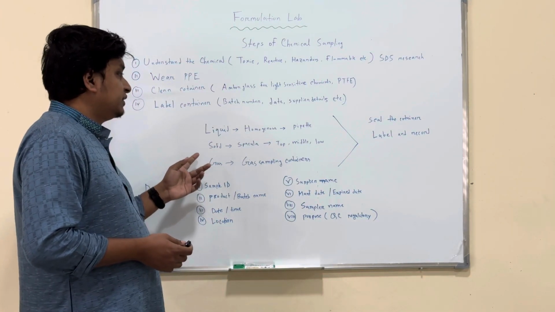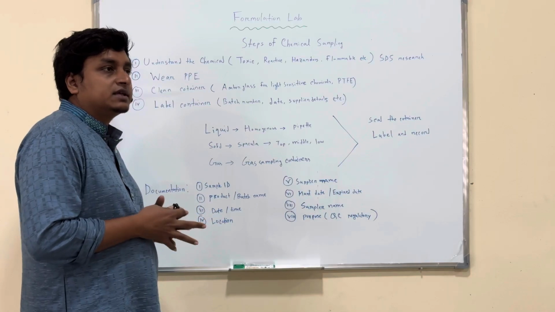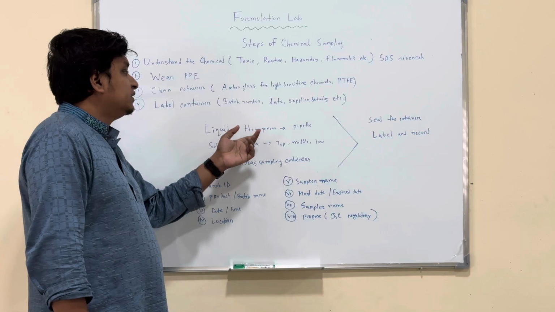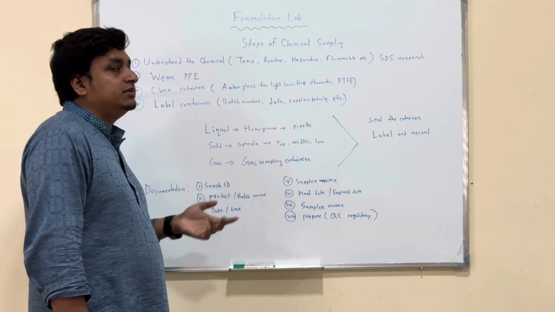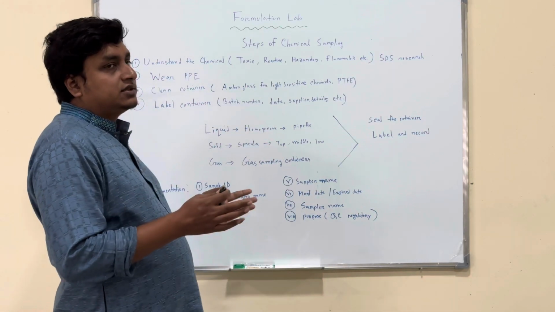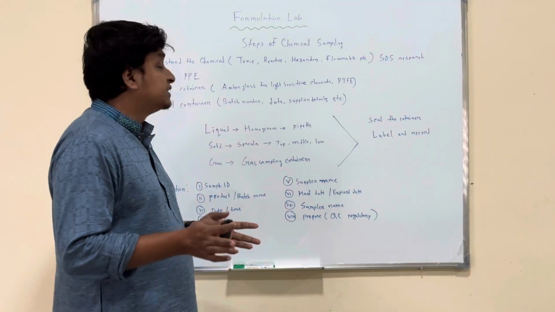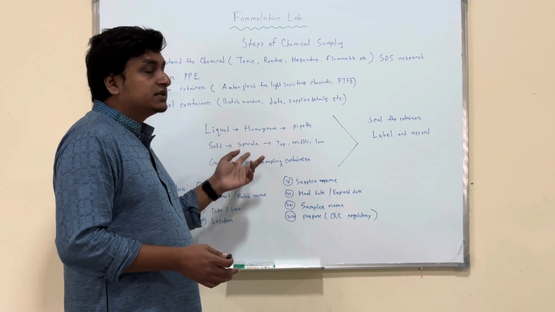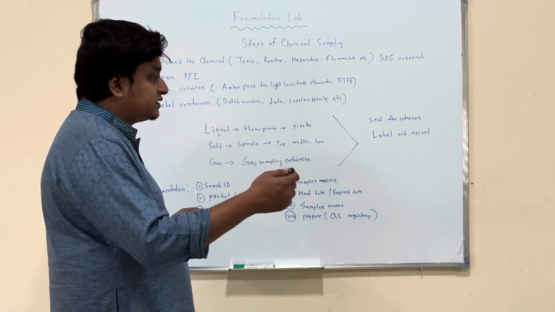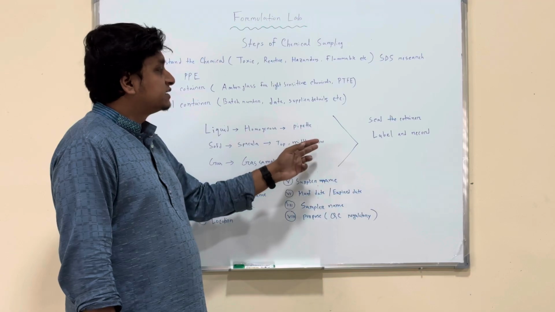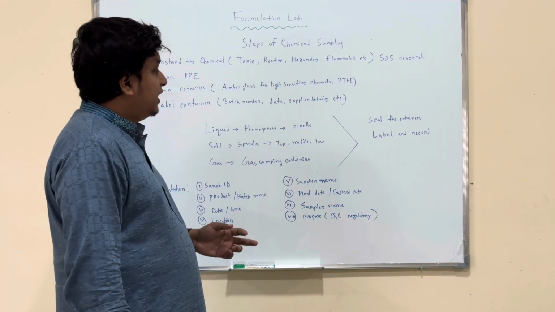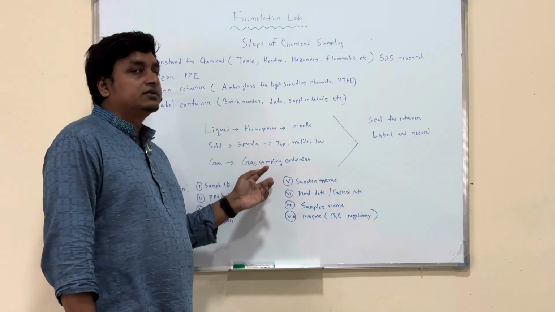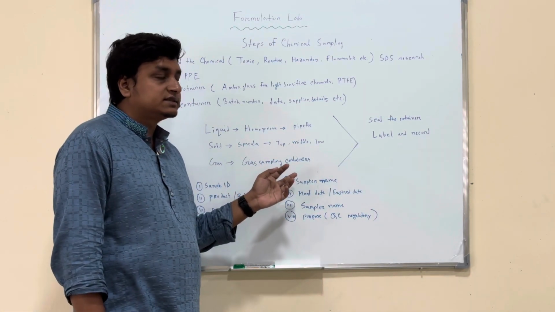For example, there are three types of chemicals that can be available: liquid, solid, and gas. For the liquid, we need to collect it with a pipette, and first we need to shake or homogenize it if necessary. Second, the solid chemicals we need to collect with a spatula, and we have to collect in three sections: the top section, middle section, and the lower section. And finally, the gas sample we need to collect with gas sampling containers.